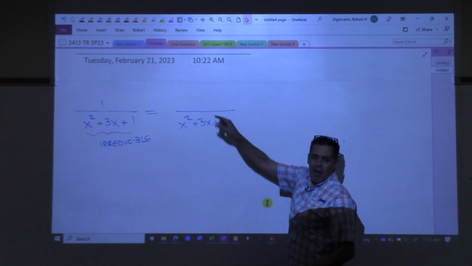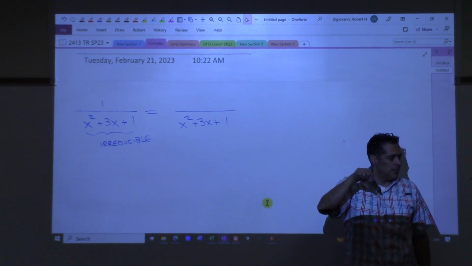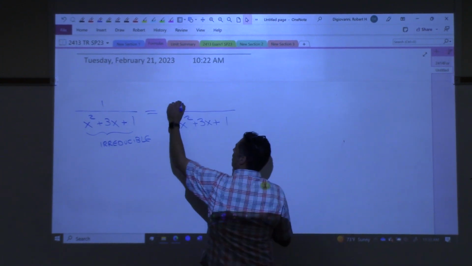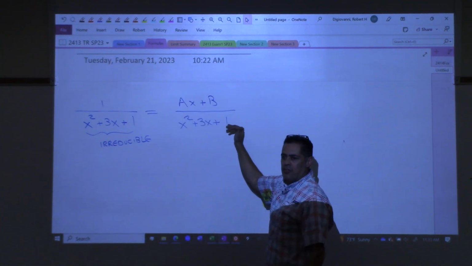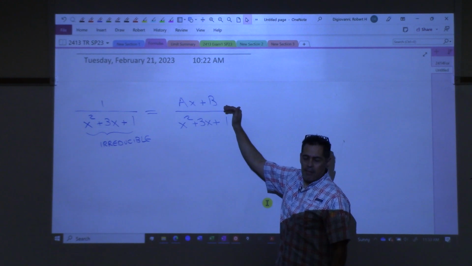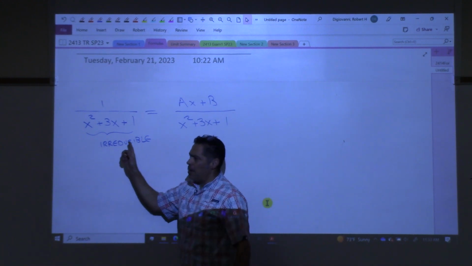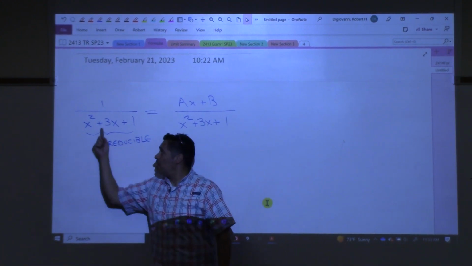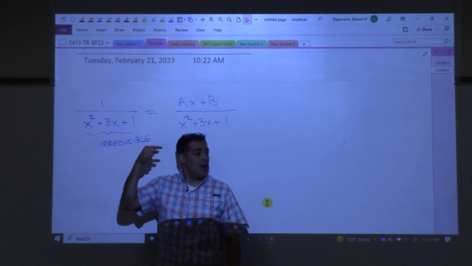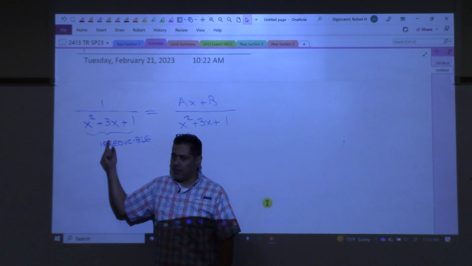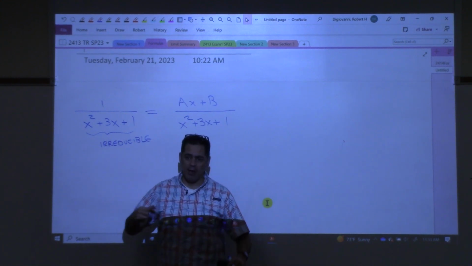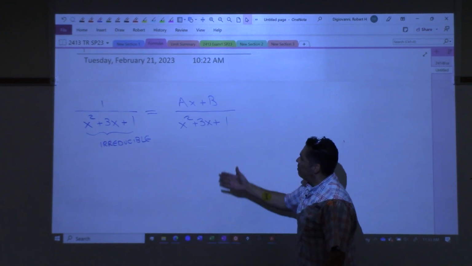The thing that goes on top is not a constant. It's actually ax plus b. It's a linear expression, a generic linear expression. So if you back up, think about what we did just before this. If we see linear factors down here, we put a constant on top of them. If we see irreducible quadratic factors here, we put a linear on top. And why do you think we do this?